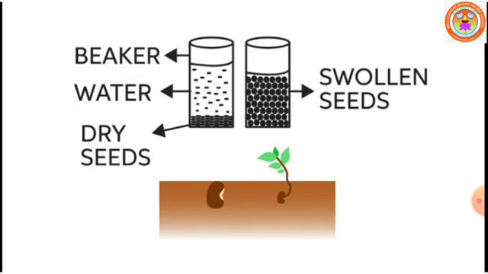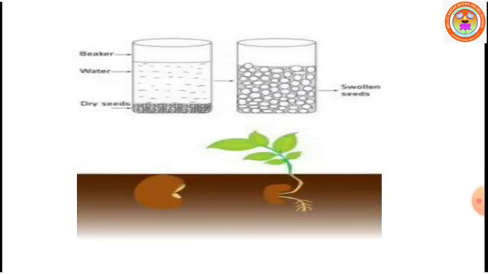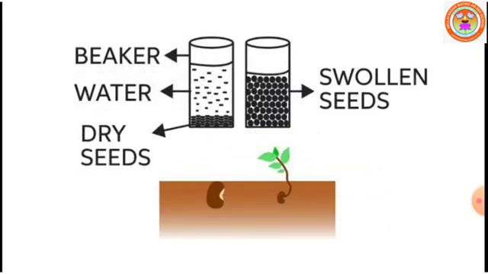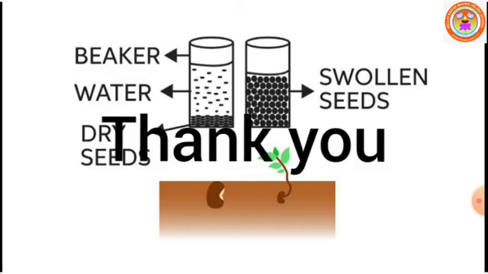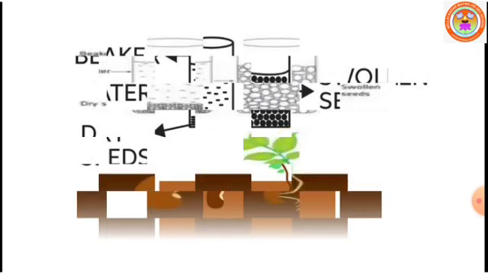Dear students, if imbibition does not take place, seedlings would not have been able to emerge out from the soil. That is why we soak the seeds in water overnight, allowing them to germinate to produce the radicle. So to promote the germination of seeds, the seeds must be imbibed in water.